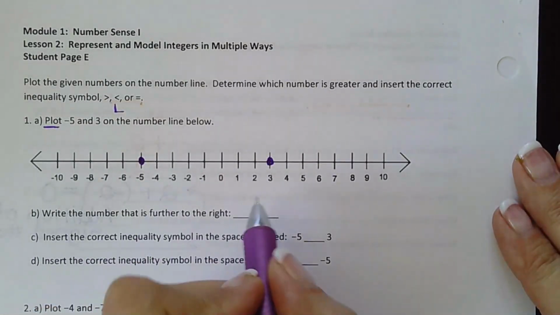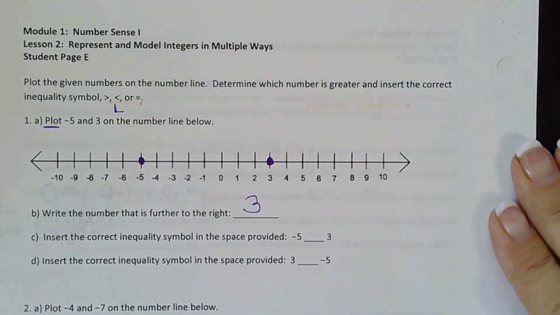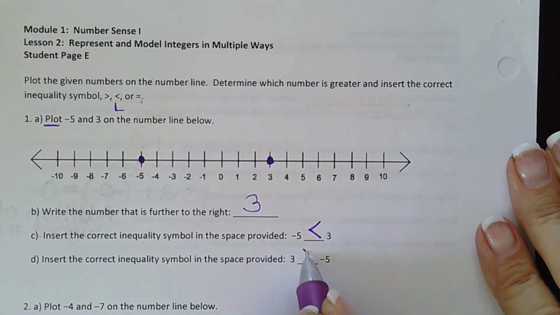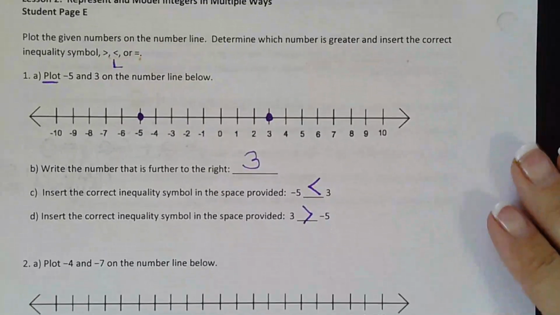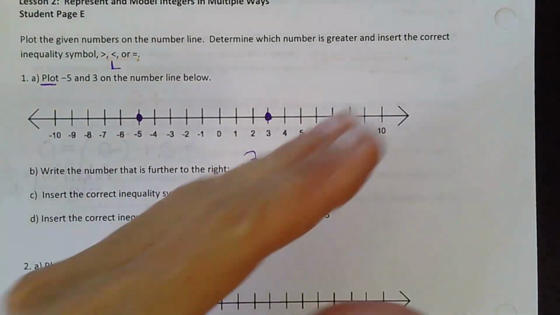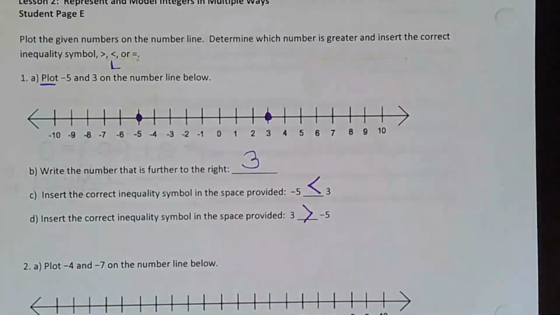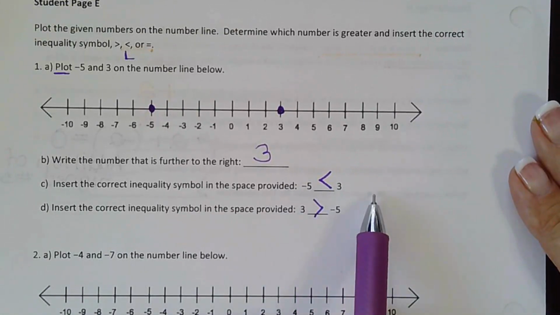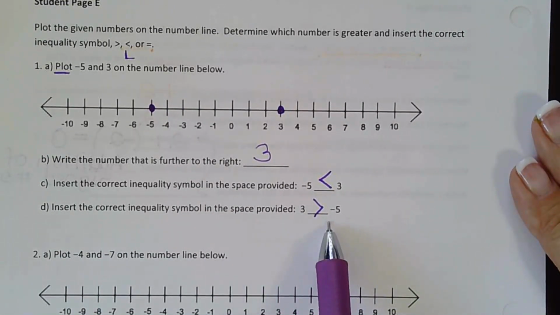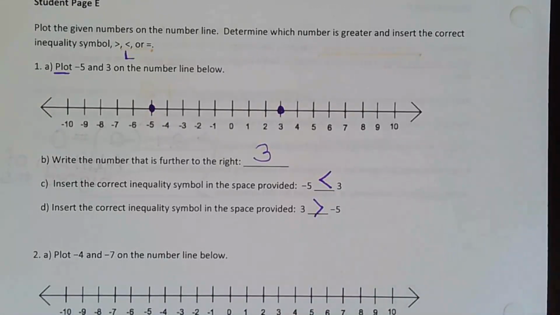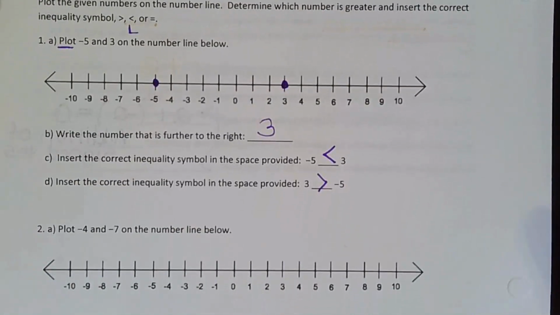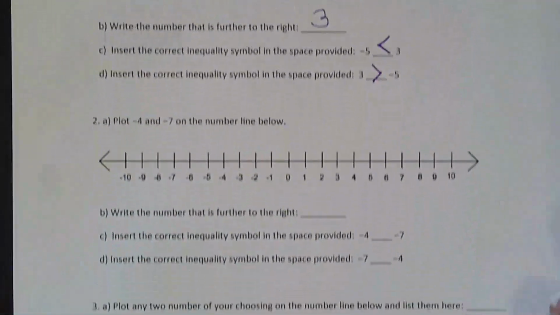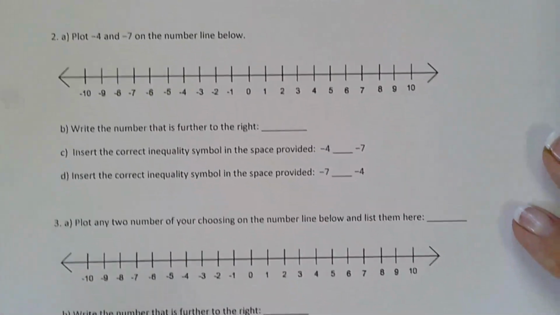So write the number that's further to the right, 3. Insert the correct inequality symbols. It always eats the big one, so it doesn't matter which order they put the numbers. You just always make sure it's eating the big one. So this would be read -5 is less than 3. This would be read 3 is greater than -5. Okay, so there's 2 more of these, right? Yep, so let's go ahead and do one more and then you guys can do number 3.